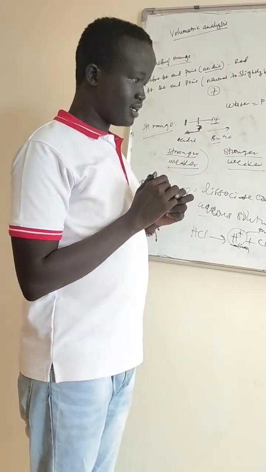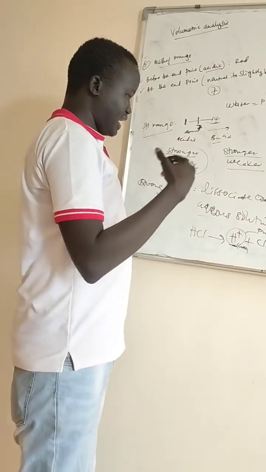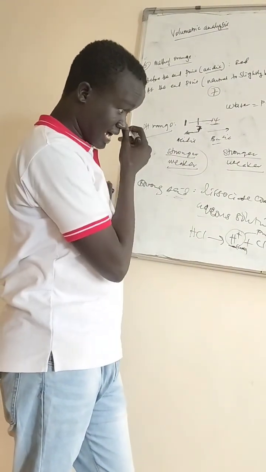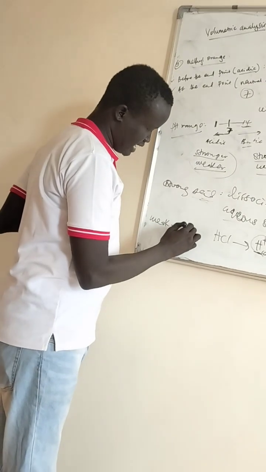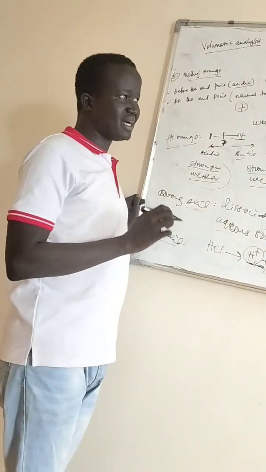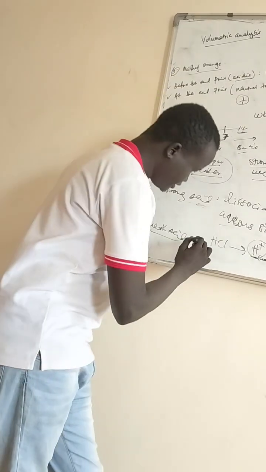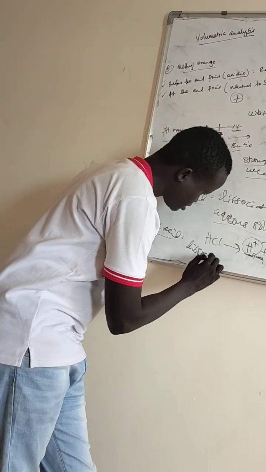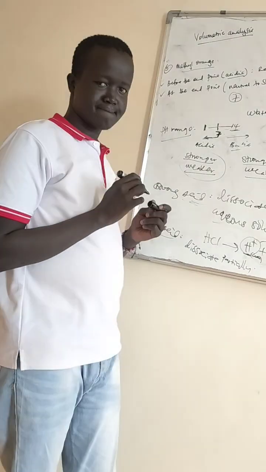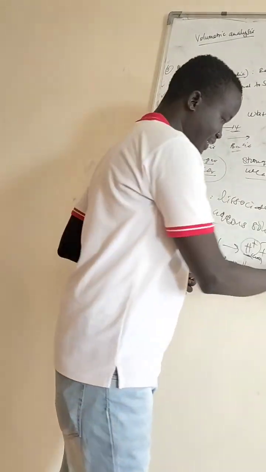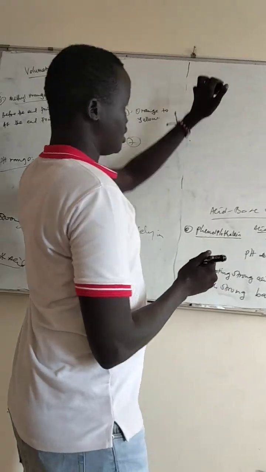Explaining the proton will be for another time. Now, coming back to this one, the weak acids dissociate partially. The word partially means they don't dissociate completely. They dissociate partially. For example, look here.